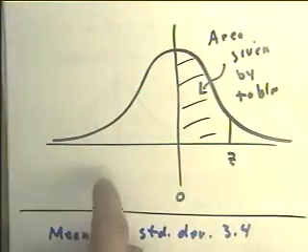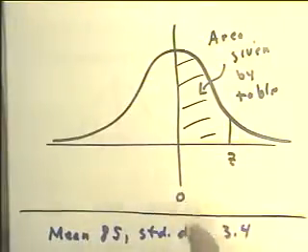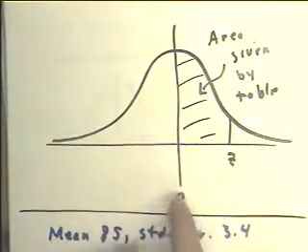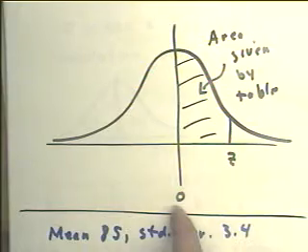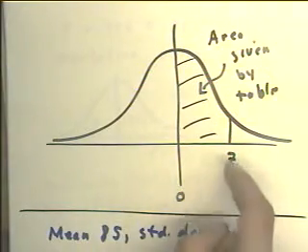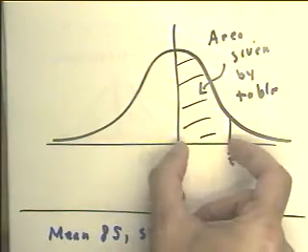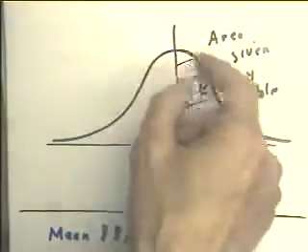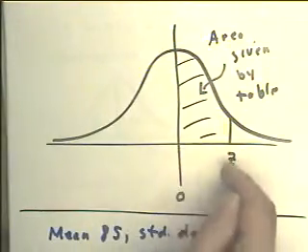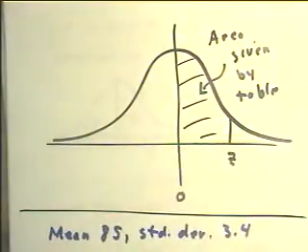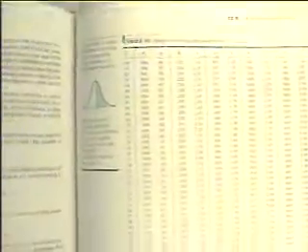Now, to interpret the area under the curve, we ask the question, what's the area between the center, where z equals 0, and some z value out here? How much area is there? How much of the area under the curve lies between 0 and a given z value? Your textbook has a table here.